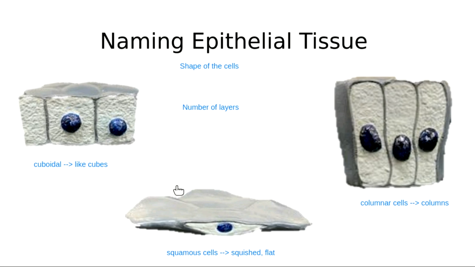Each of these examples show one layer of cells. In epithelial tissue, the word I use for one layer of cells is simple. So simple epithelium has one layer of cells.